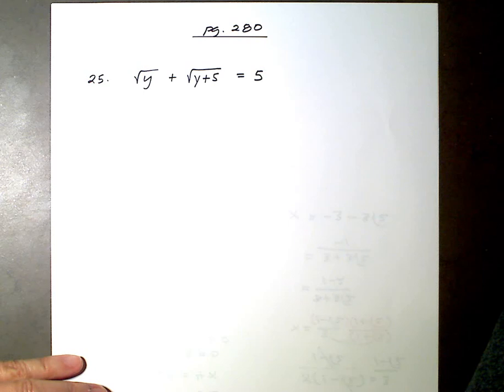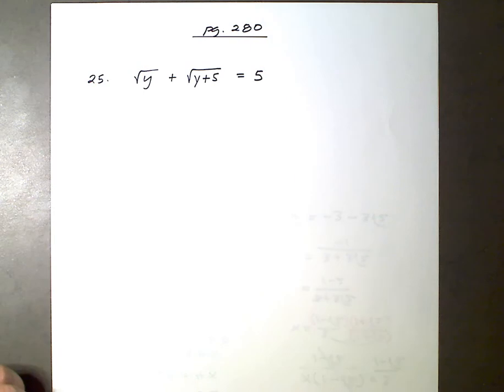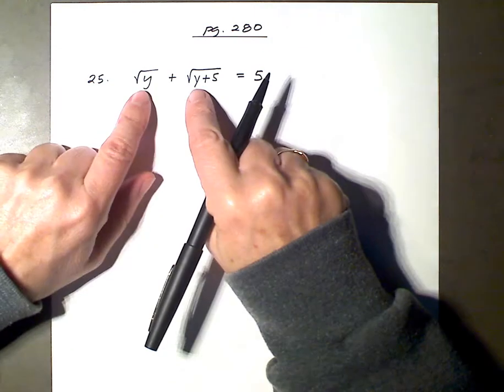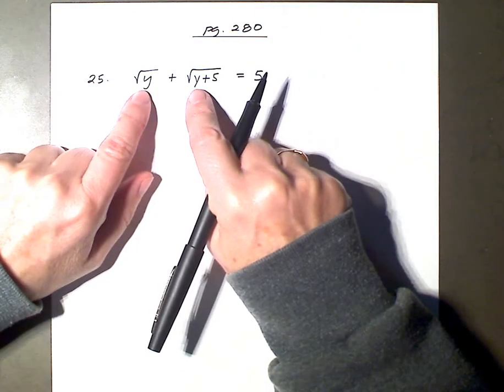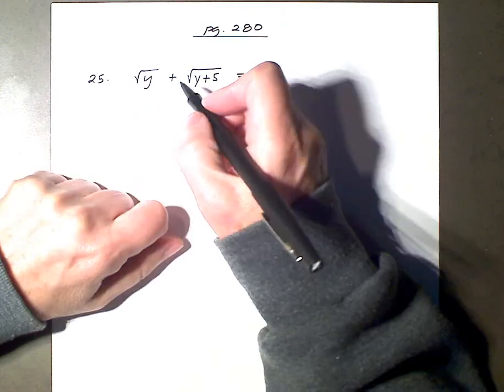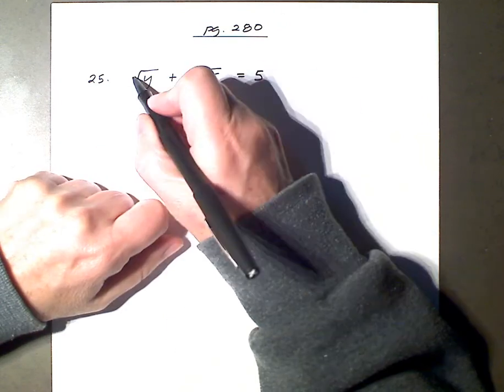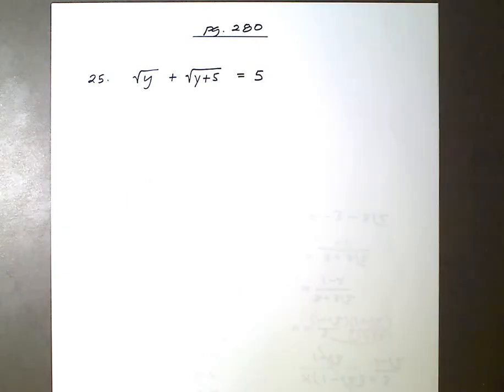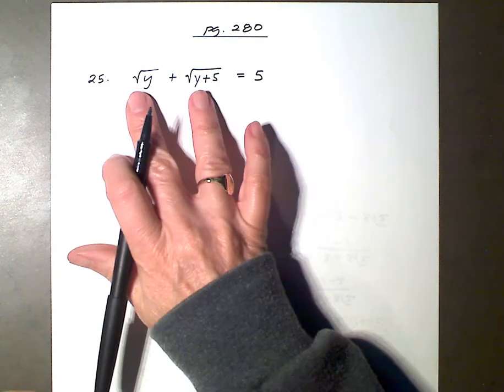Alright, this is number 25 on page 280. It's a radical equation. I have the variable y under two different radicals. So I'm going to need to isolate each radical term first, and then square both sides of the equation because these are both square roots. So I have to isolate them one at a time.